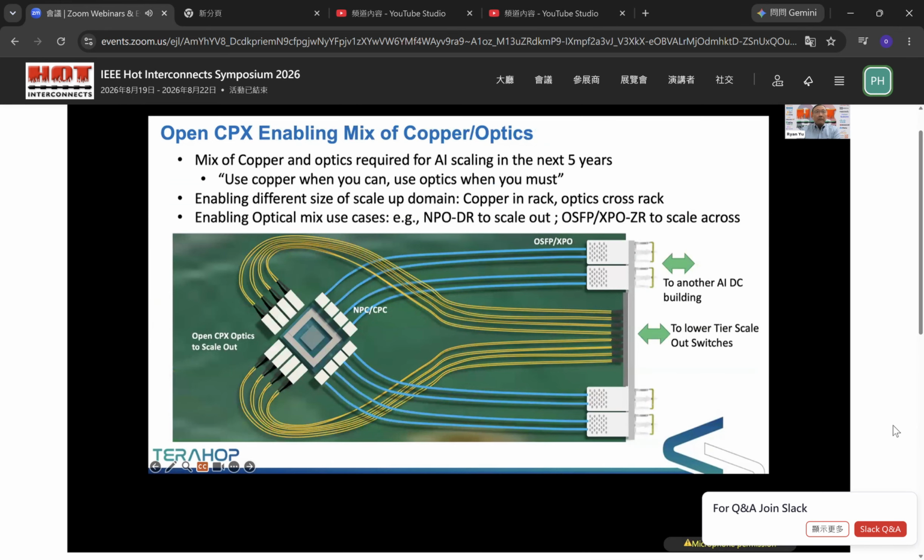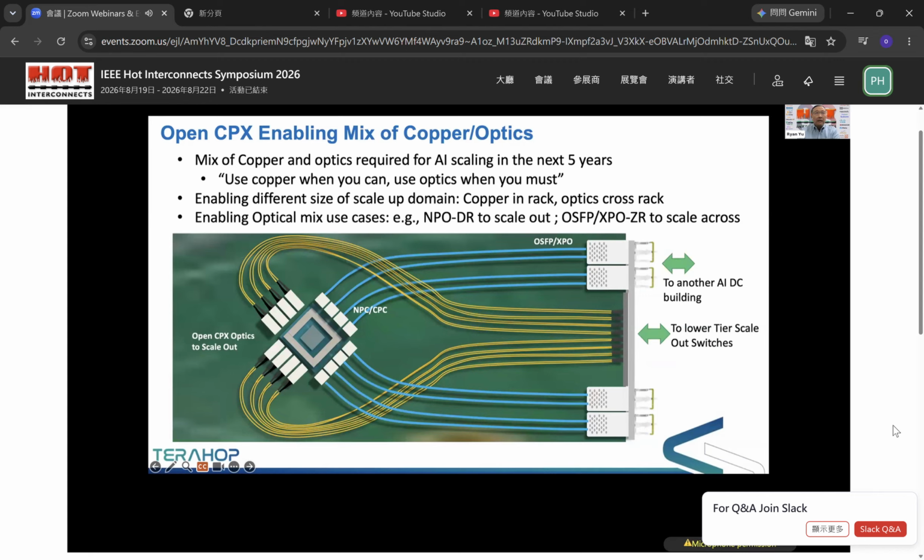Then you can also enable the mix of copper and optics. I think there's a famous saying: use copper when you can and use optics when you must. So this fits that scenario quite well. Basically, you have a socket where you can deploy either copper or optics when you design your system, which allows that flexibility of combinations.